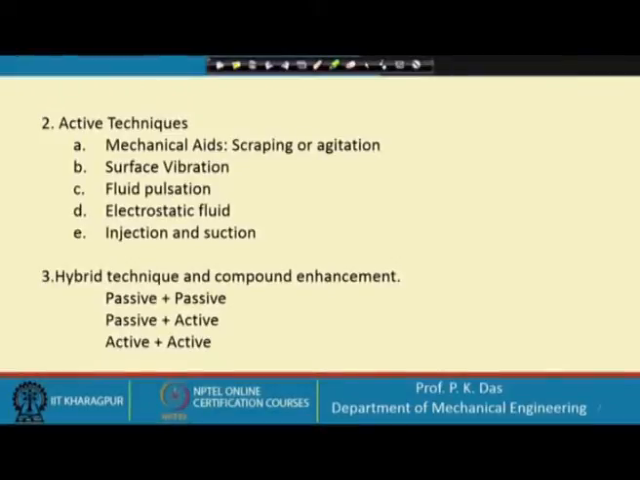So, surface vibration is one thing. As surface vibration can give a good amount of mixing, similarly fluid pulsation can give a good amount of mixing. Then electrostatic field, this is very unique. If there is a dielectric fluid, then we can provide some sort of electrostatic field, and with the help of electrostatic field we can have a good kind of transport of the particles, and that will give higher heat transfer.